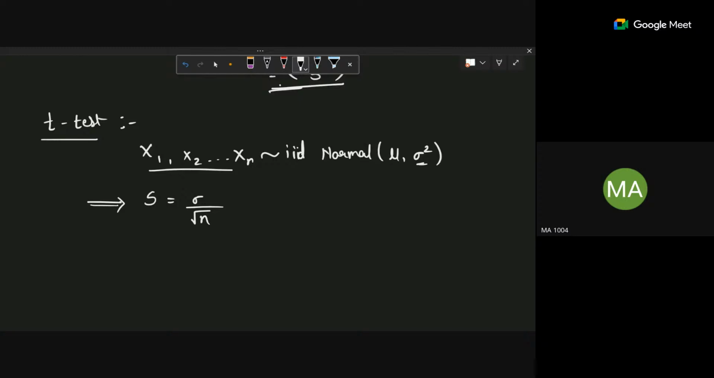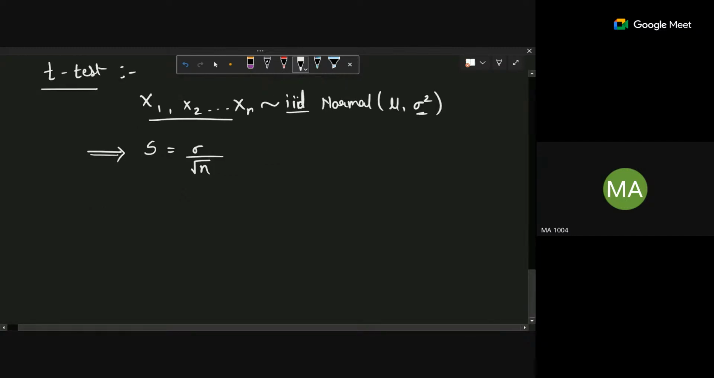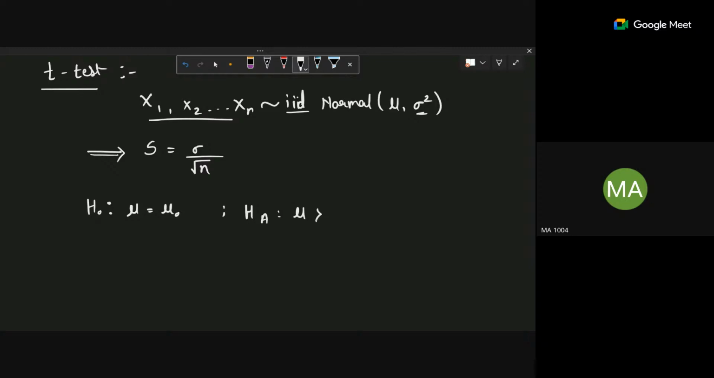So let's say there are n random variables that are normally distributed and independent, also identically distributed. In this particular example also, we are looking for the mean only. The null hypothesis says that the mean is equal to mu naught. Mu naught is some fixed number, okay? The alternative hypothesis says that it is greater than mu naught. Then what test statistic will you use in this particular case? Sample mean. Sample mean will be our test statistic.